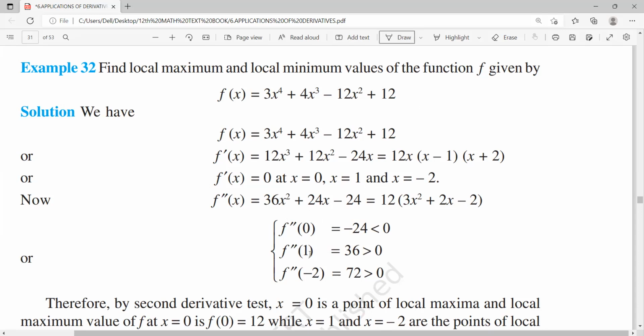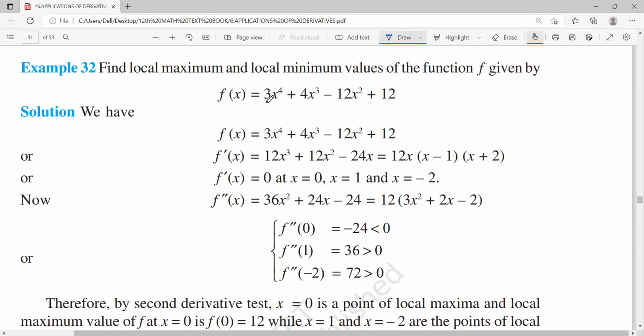F double dash of 1 is what? Greater than 0, that means minimum. What did you understand from this? What is the conclusion? 0 is the point of maximum, and 1 and minus 2 are points of minimum. How can there be two minimums? Local. Good.